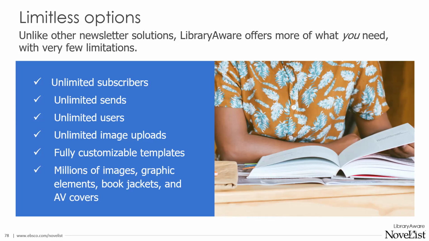You also get, of course, all the images and graphic elements included in Library Aware. That includes the book jackets and AV covers. So another great time saver there. You don't have to go hunting for book jackets anymore. You just search for what you want and pull it in right from Library Aware. They're all high quality resolution. The copyright's taken care of for you. So you don't have to go hunting for those book covers or copy and paste anymore.